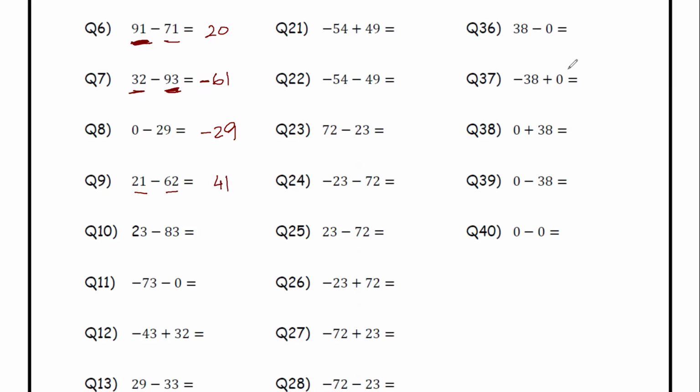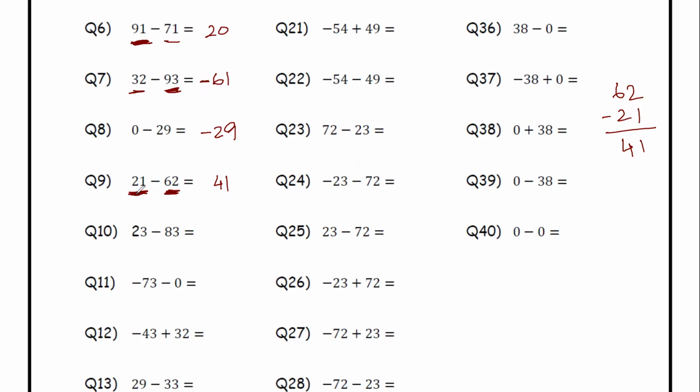21 and 62, difference is 41. Remember, always take the bigger number on the top, smaller number at the bottom, and then take the difference. The difference out here is 41. Now whether it will be negative 41 or positive 41, we simply look at the bigger number's absolute value, or the magnitude, in other words.